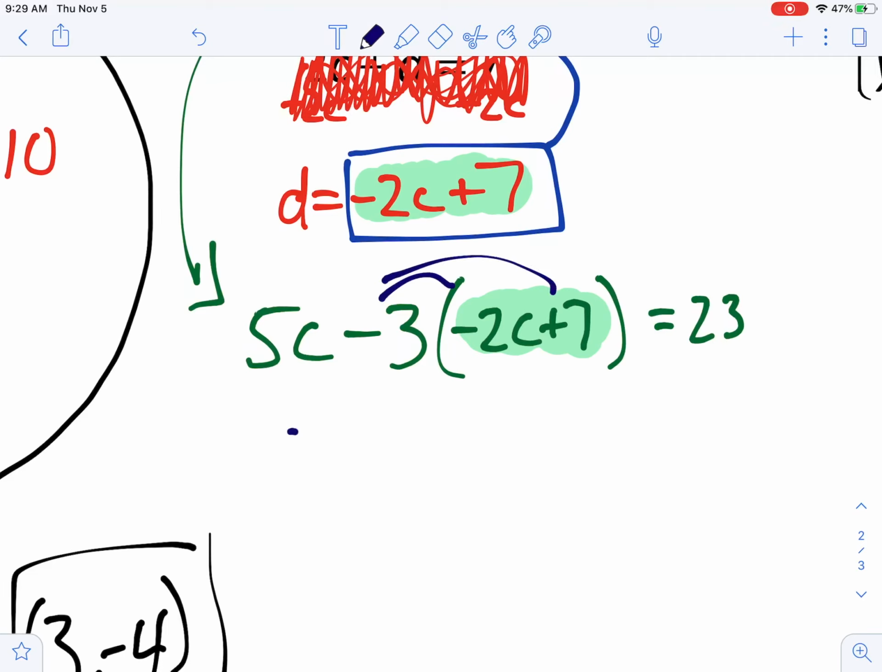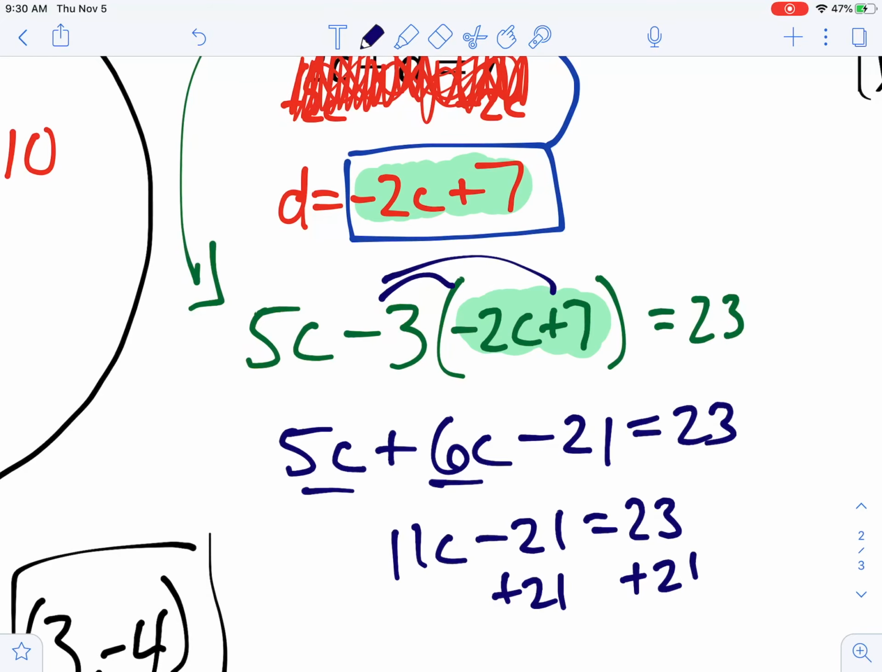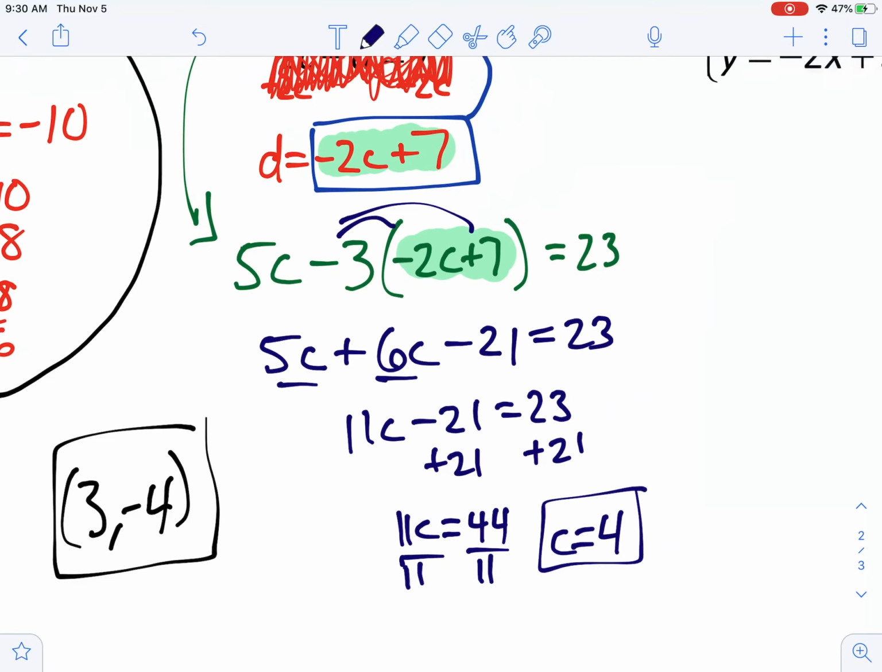Again, be careful, you've got to distribute. So that's 5c plus 6c, minus 21 equals 23. Combining like terms, this is 11c minus 21. This is 11c equals 44. You get c equals 4. Okay, c equals 4. Cool.